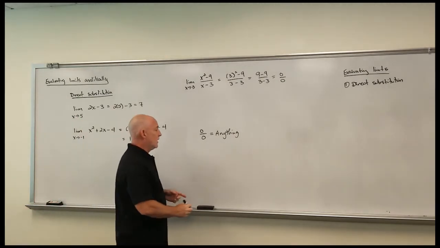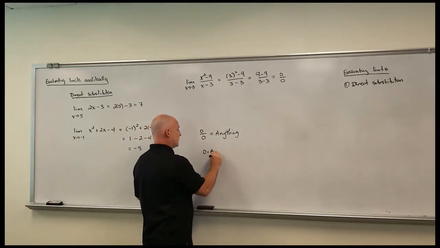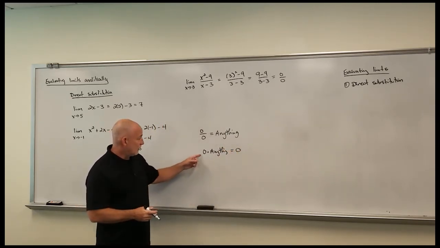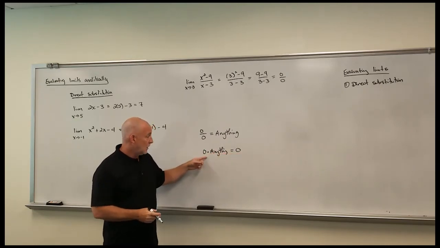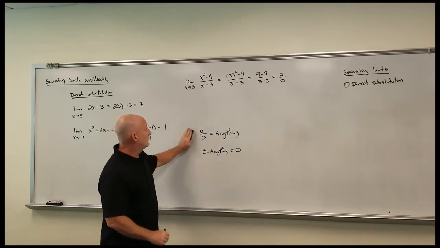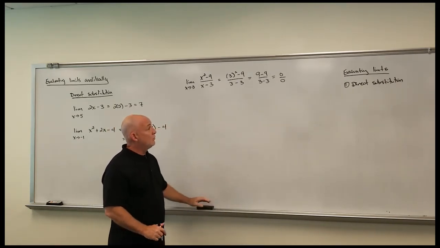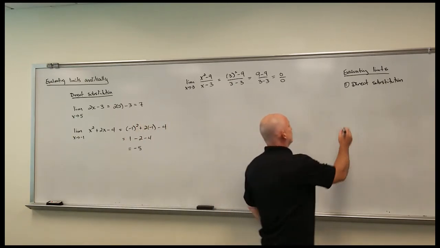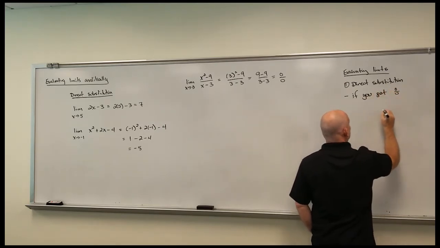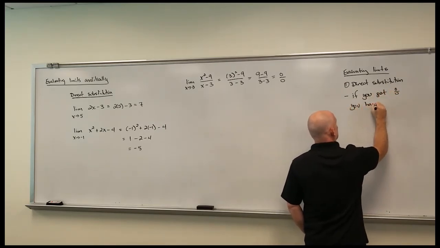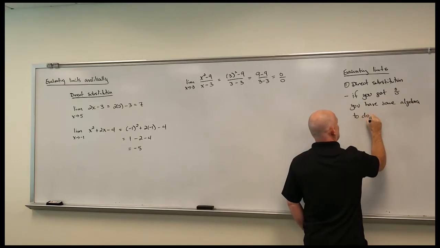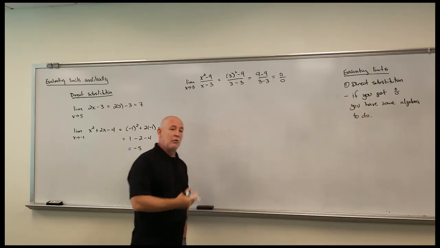You can kind of see this. The reason this is true is because 0 times anything is 0. Now, I know we're not allowed to divide by 0, but notice if we divided both sides by 0 here, on this side we'd have 0 over 0 equals anything. So you can kind of see how that relationship is true. So since we have 0 over 0, we have no idea what value that is. So when we're doing direct substitution, if you get 0 over 0, you've got some algebra to do.